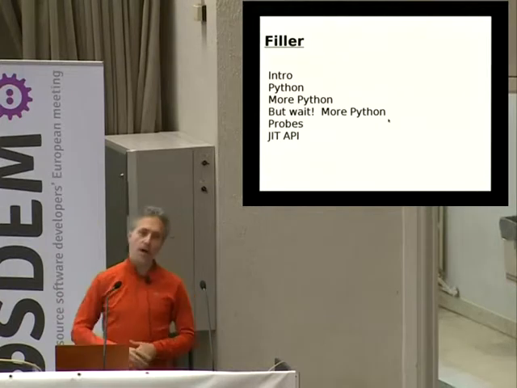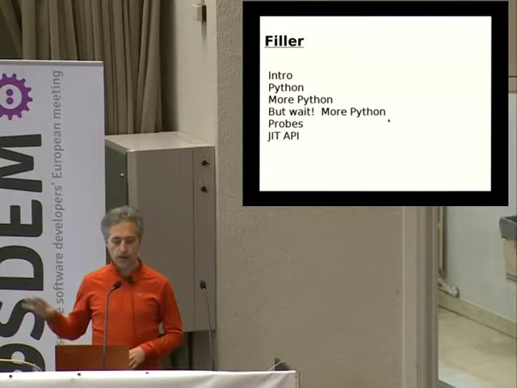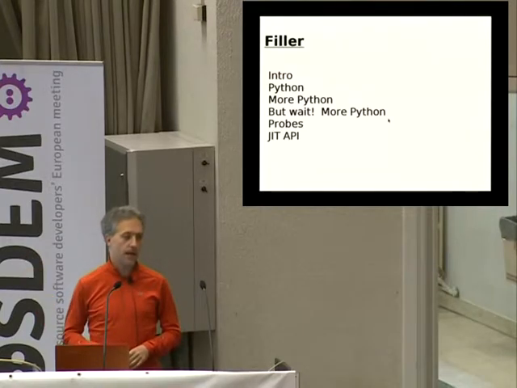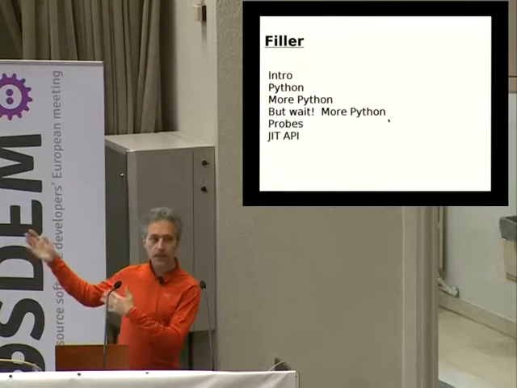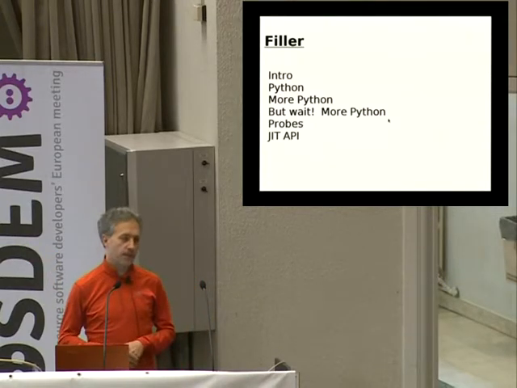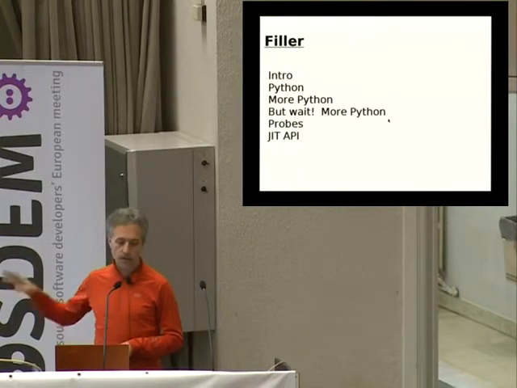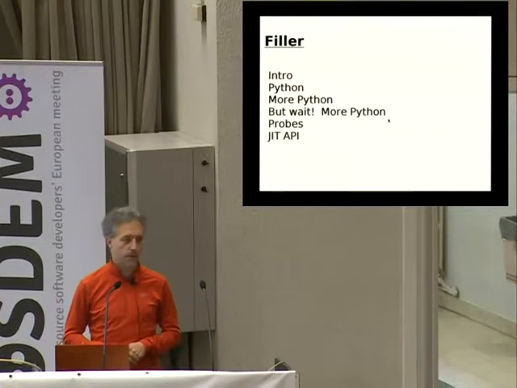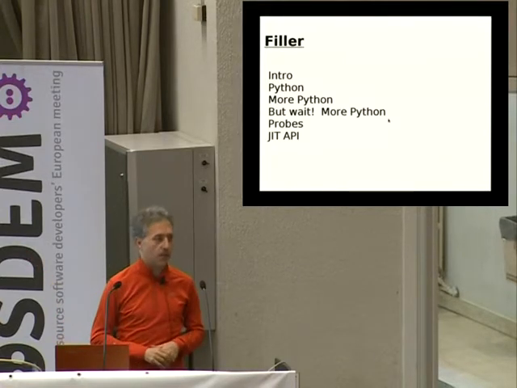Most of the talk's going to be about Python. We added Python scripting to GDB in recent times, and we're going to talk about why we did it and what you can use it for. Then more Python, then even more Python. But then we're going to talk about a couple other things in GDB that are interesting and may help you debug your application better. We're going to talk about probes, probe points, what they are, how to use them. And we're going to talk a little bit about the JIT API.